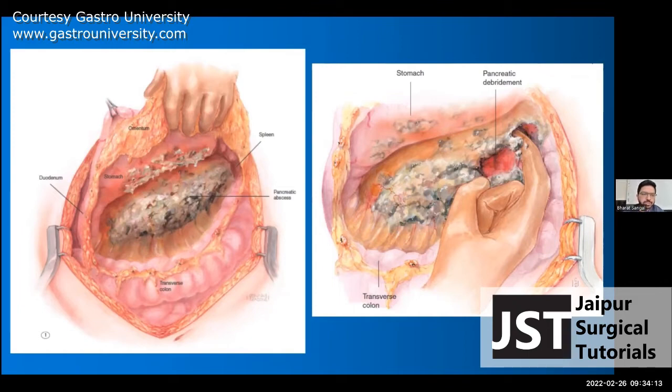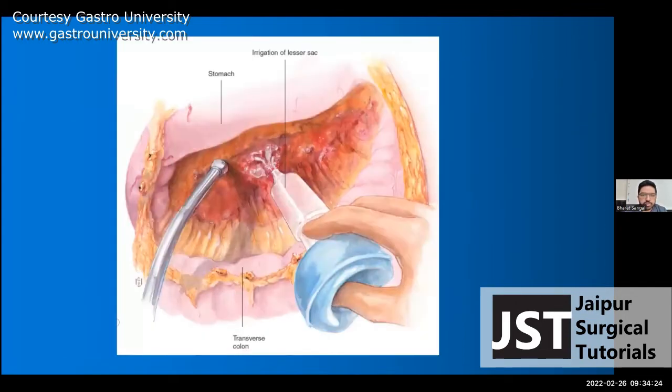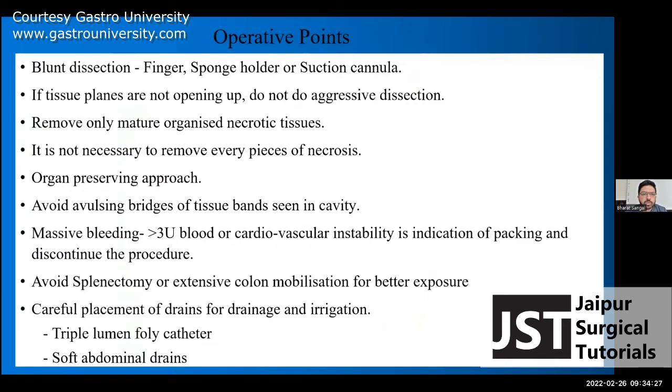So this diagram shows that after approaching through the gastrocolic ligament, the necrosum is present in the lesser sac behind the stomach, and a pancreatic debridement is done by continuous irrigation, and blunt dissection is preferred. The operative points which are important during necrosectomy are that blunt dissection with a finger, sponge holder, or suction cannula should be done. If the tissue planes are not opening up, aggressive dissection should not be done. Only mature organized necrotic tissue should be debrided, and it is not necessary to remove every piece of necrosis. An organ preserving approach should be used.